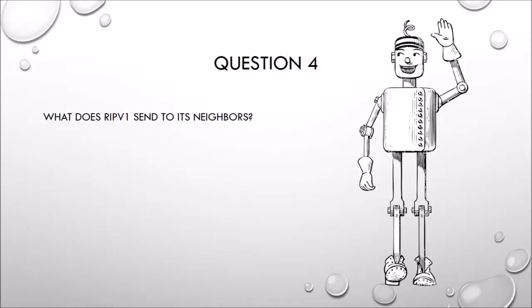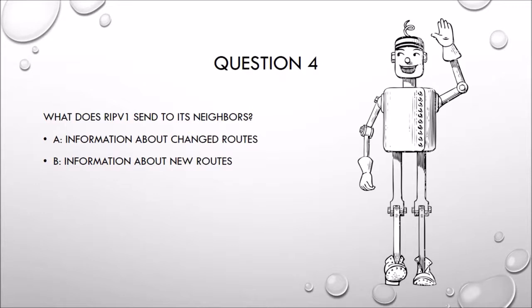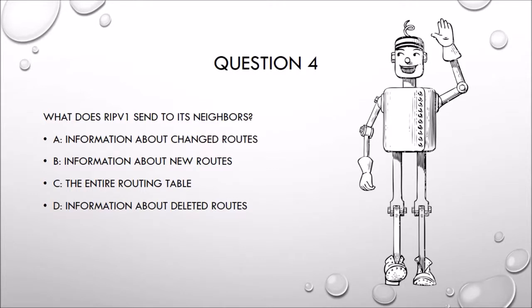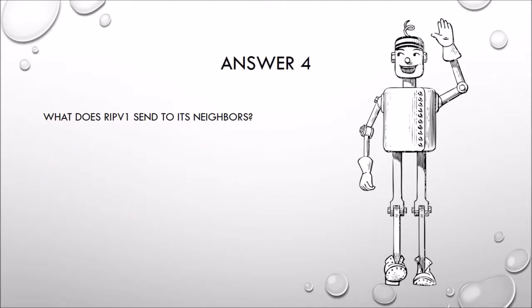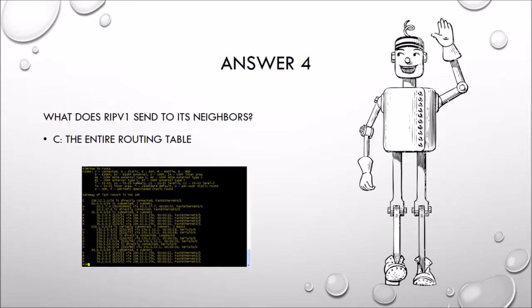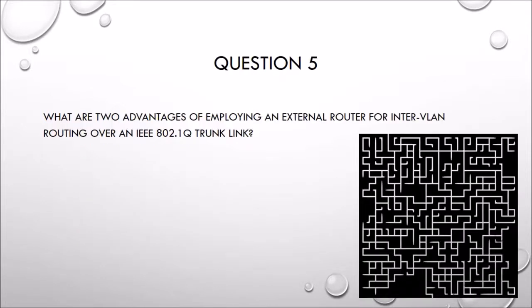Question 4. What does RIP version 1 send to its neighbors? A, information about changed routes? B, information about new routes? C, the entire routing table? Or D, information about deleted routes? And the answer is C, it sends out the entirety of the routing table. This is one of the things that makes it less efficient than other routing protocols.